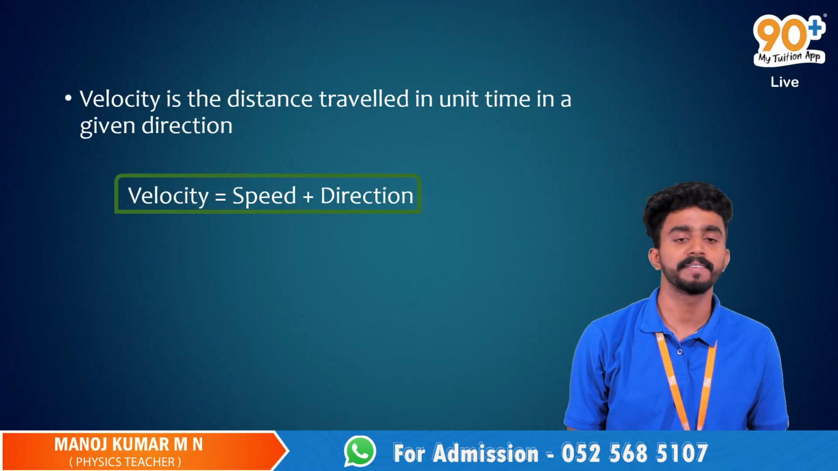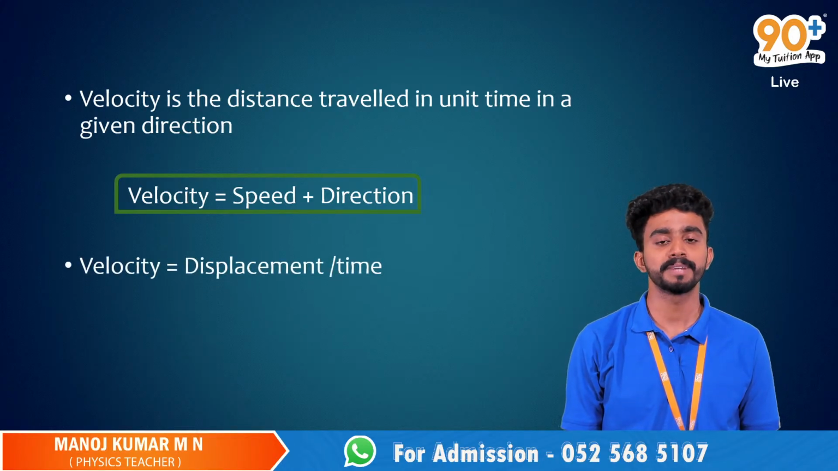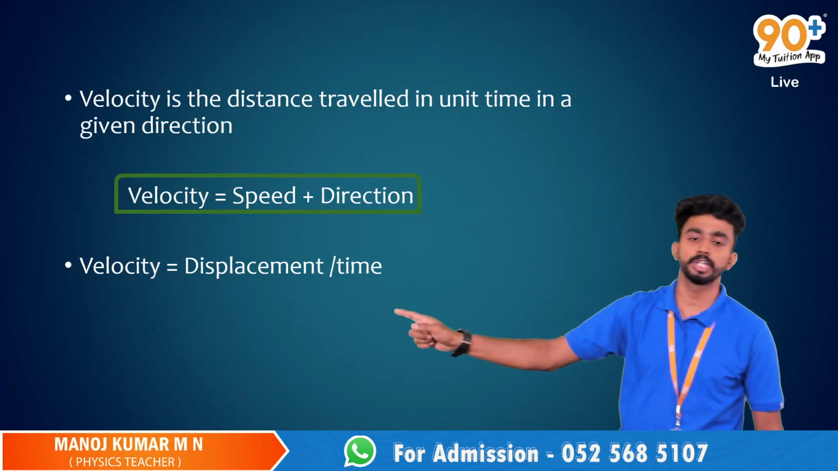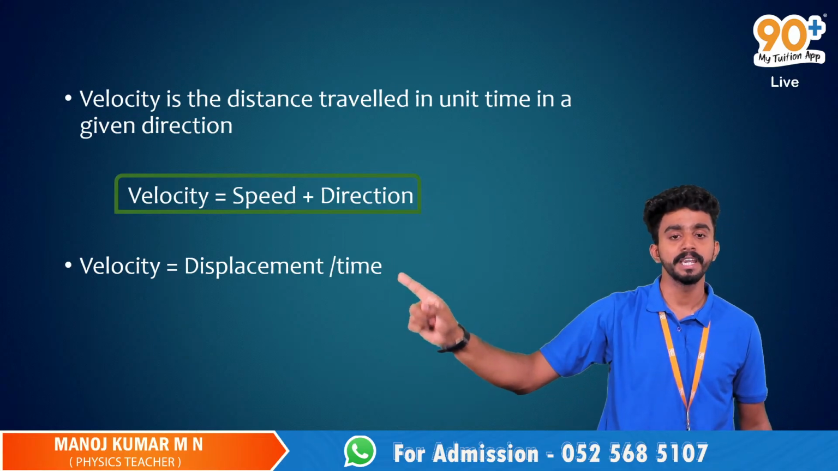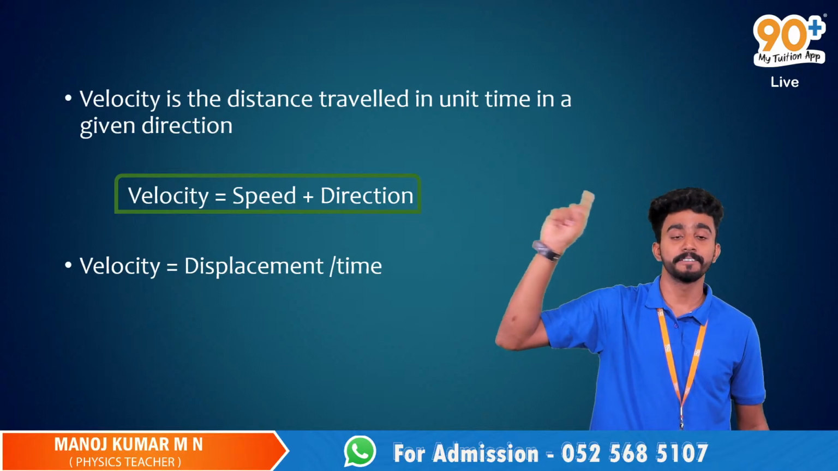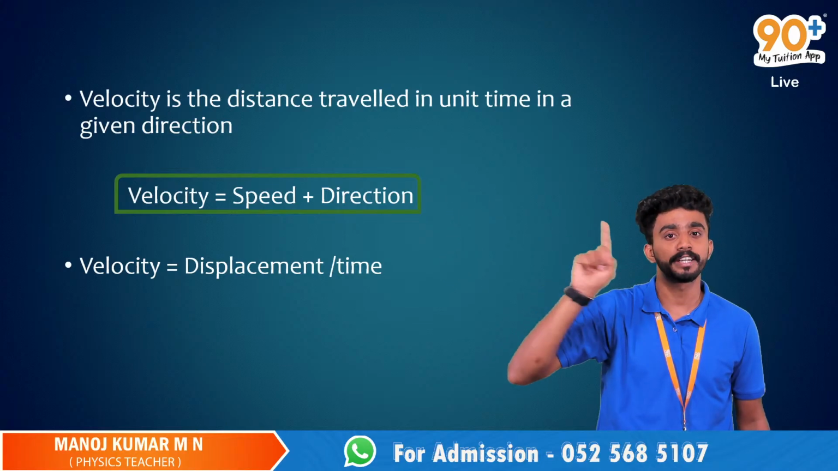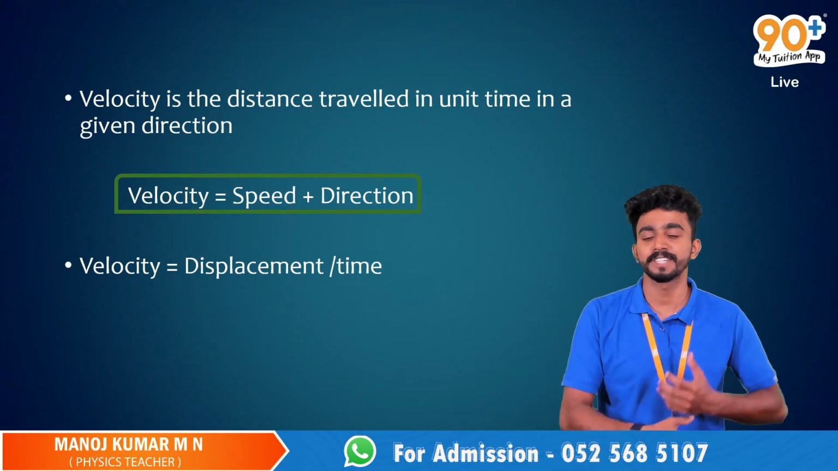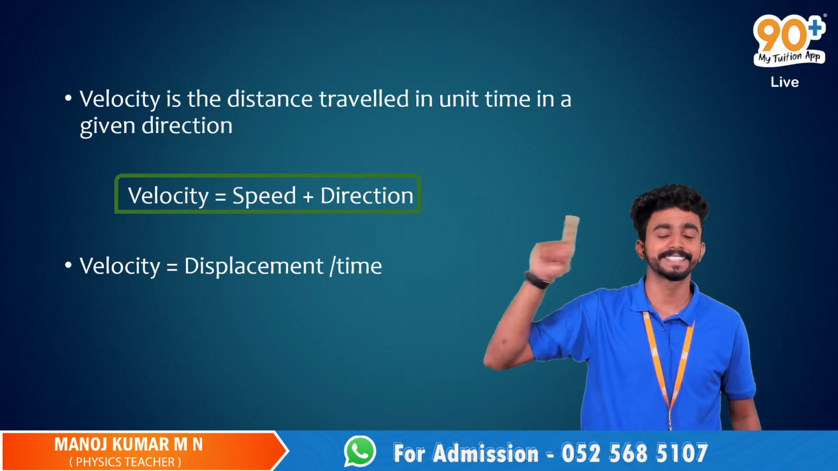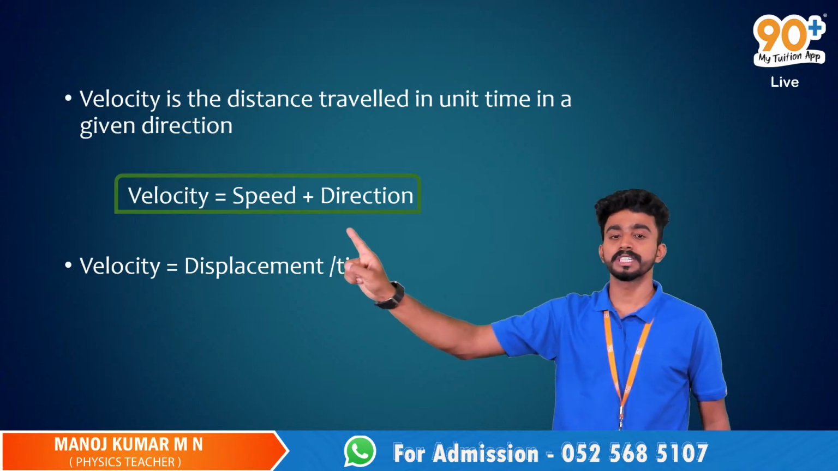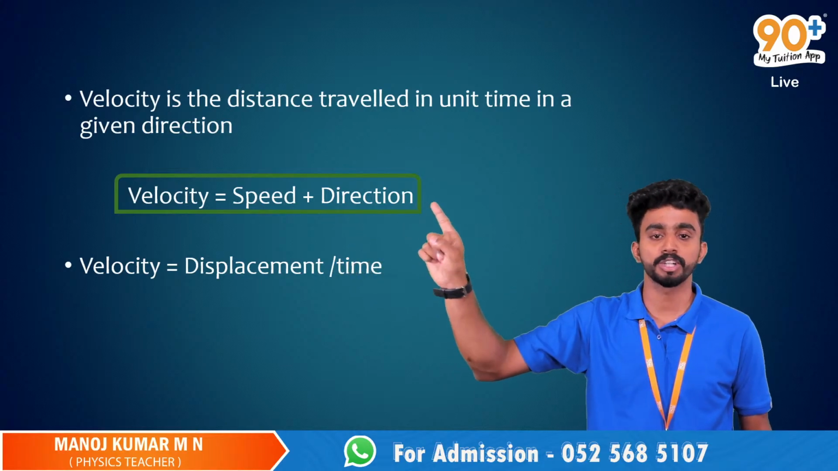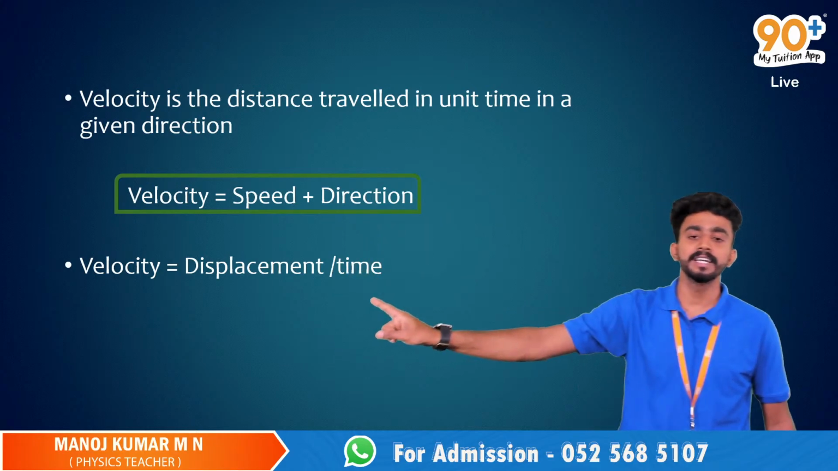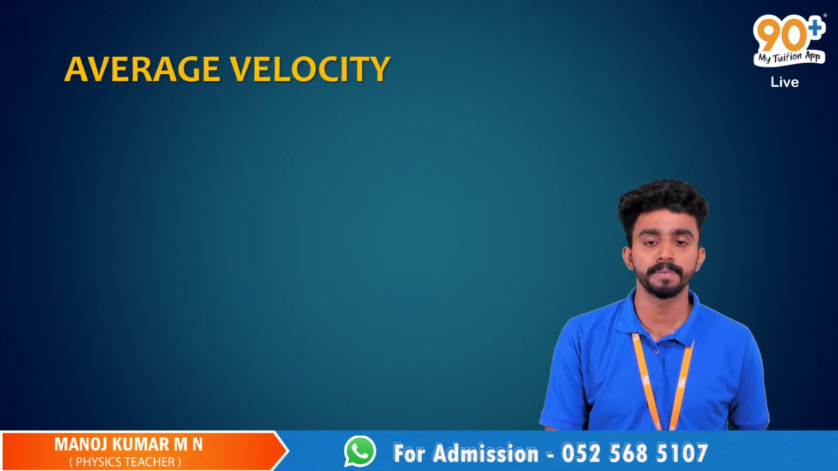The distance traveled in unit time in a given direction is termed velocity, that is speed plus direction. So velocity is equal to displacement by time. Why? Because it has direction as well. We have learned speed is a scalar quantity. Why? It has only magnitude, no direction. But velocity has direction as well. So velocity is speed with direction, and when we equate it, velocity is equal to displacement by time.